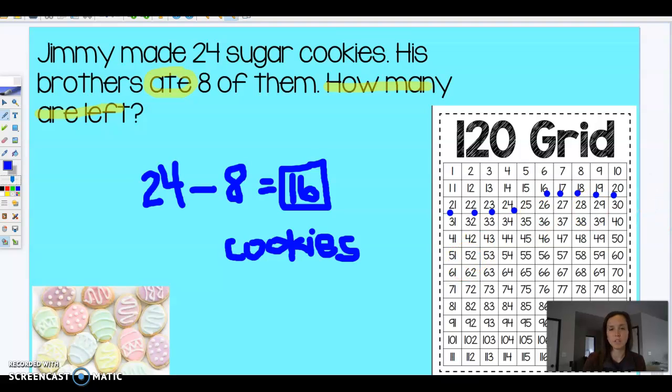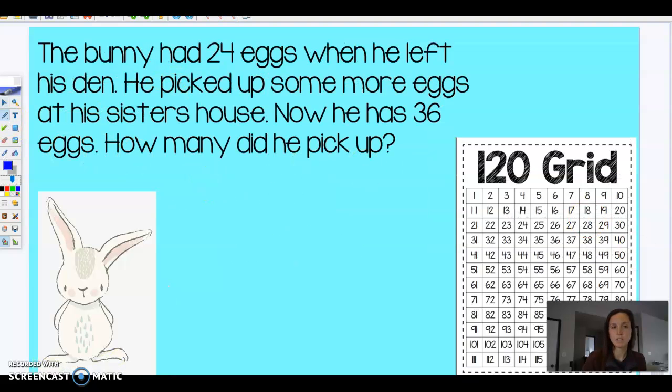Okay, we're going to move on to another one. Make sure you're working with me here. The bunny, we're going to read it. The bunny had 24 eggs when he left his den. He picked up some more eggs at his sister's house. Now he has 36 eggs. How many did he pick up?